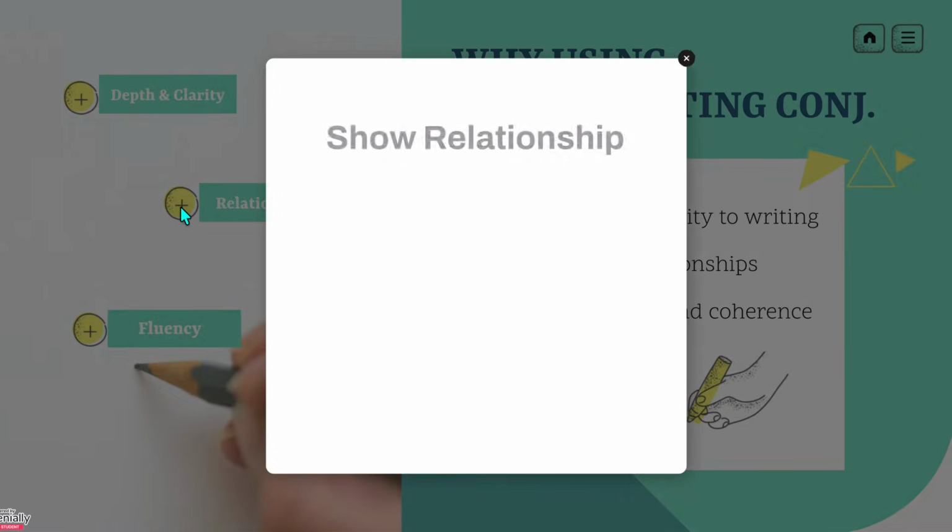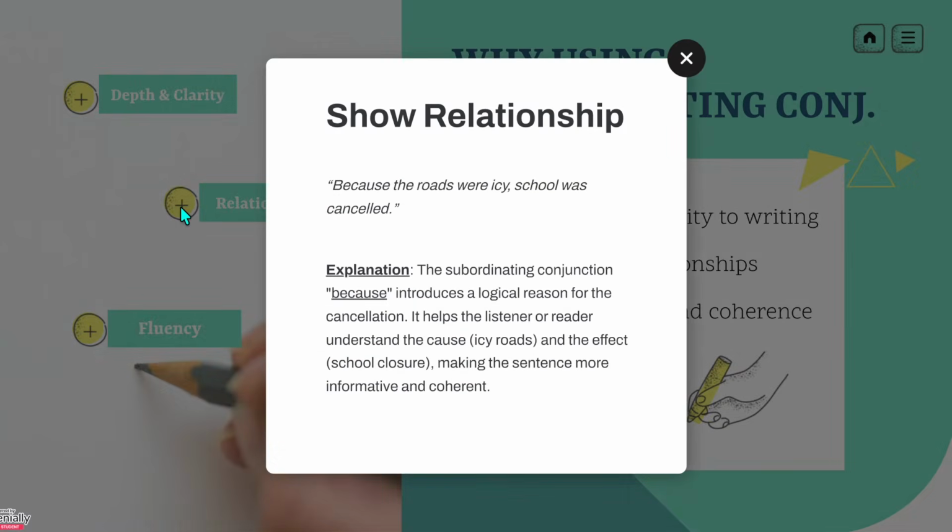Subordinating conjunctions show logical relationships. So like in my example, because the roads were icy, school was cancelled. The subordinating conjunction because introduces a logical reason for the cancellation. It helps the listener or reader understand the cause, in this case icy roads, and the effect, school closure, making the sentence more informative and coherent.